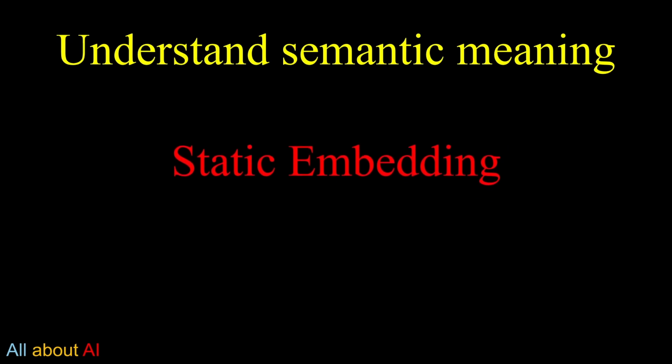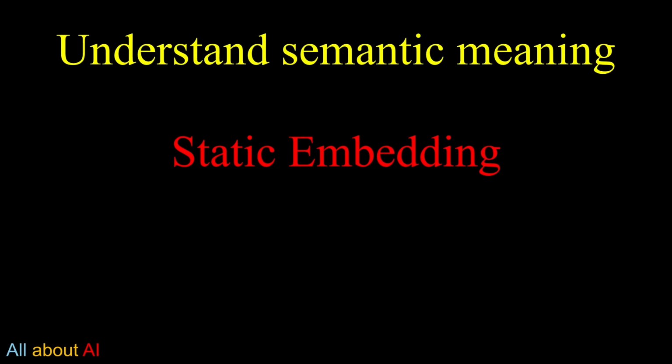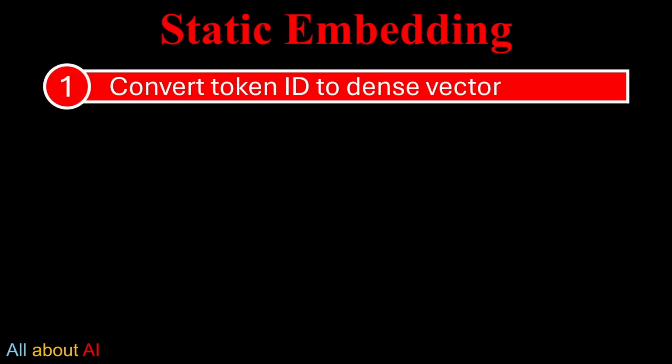So in this tutorial, we'll be using the term static embedding and not word embedding or token embedding, because this idea reinforces the concept among various embedding mechanisms. Now, for the static embedding, first thing is to convert token ID into dense vector.